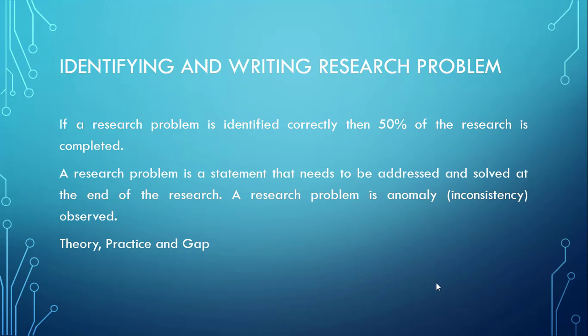So basically, when you write your research problems, there are three basic parts that you need to consider. The first is the theory, that discusses about the subject matters or the variables and the dimensions in the subject matters. The second part will be the practice, meaning how does the company practice it, or what's the practice in that specific industry about the subject matters. And the third will be the gap.